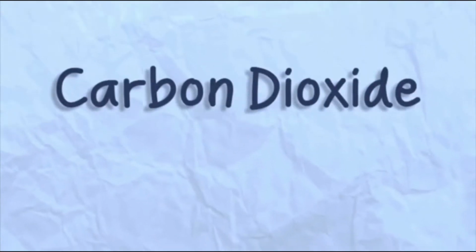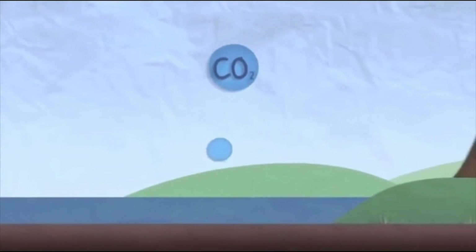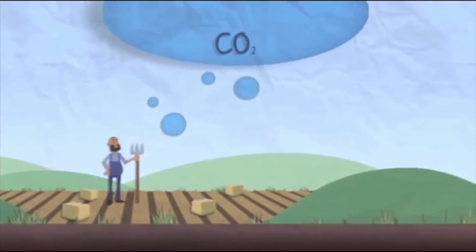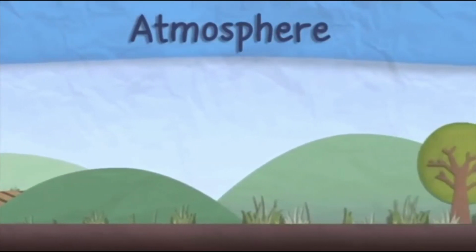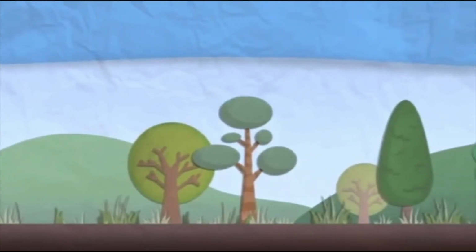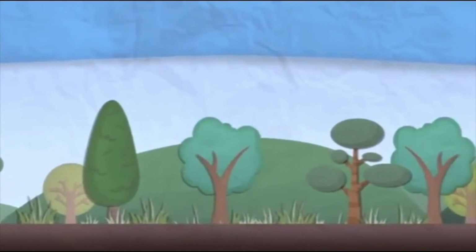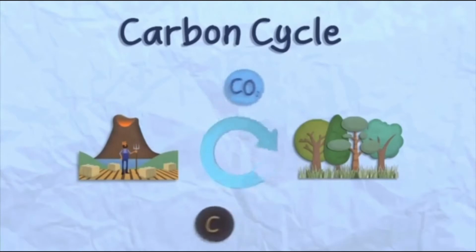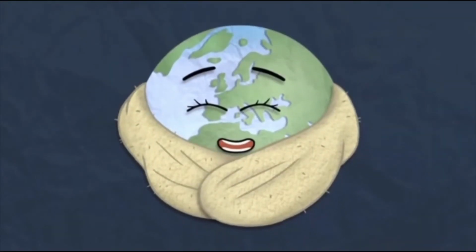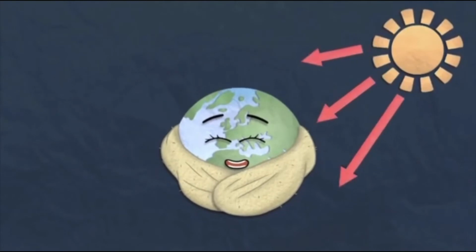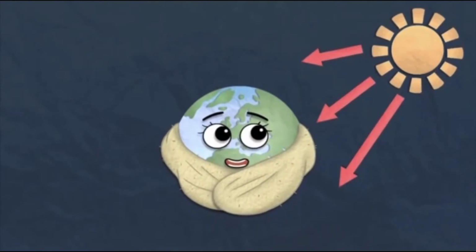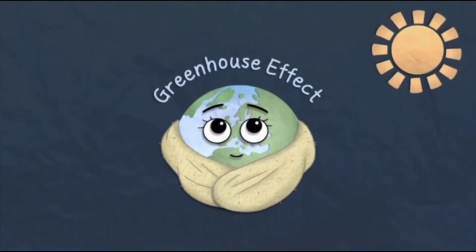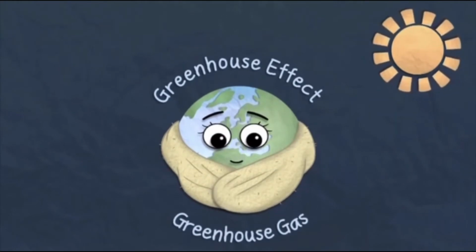Carbon dioxide, or CO2, is a gas that comes from the sea, volcanoes, dead plants and animals, even people. It rises up into the sky into a layer around our planet Earth called the atmosphere. Flowers, plants and trees need CO2 to stay alive. They take it out of the atmosphere when they breathe in. This is called the carbon cycle. The CO2 in our atmosphere creates a big blanket around our planet Earth. The heat that comes from the sun is trapped in this big blanket so that it doesn't escape into space. This is called the greenhouse effect. CO2 is also called a greenhouse gas.